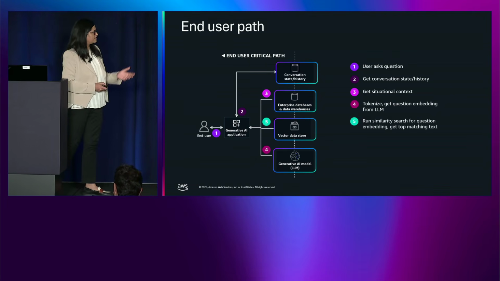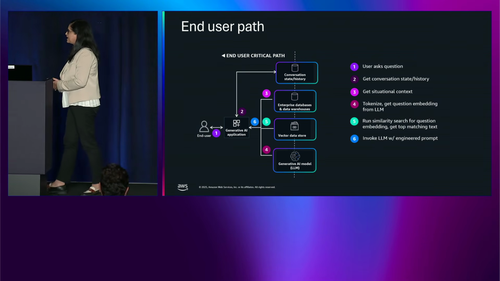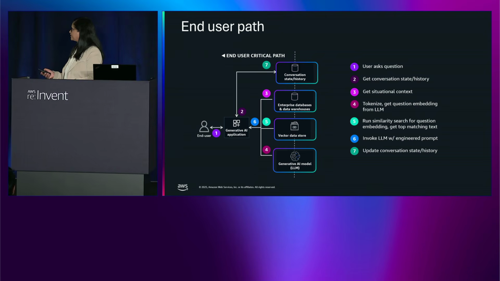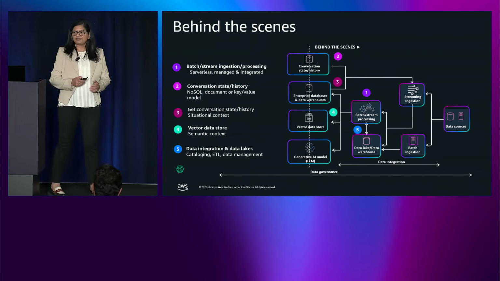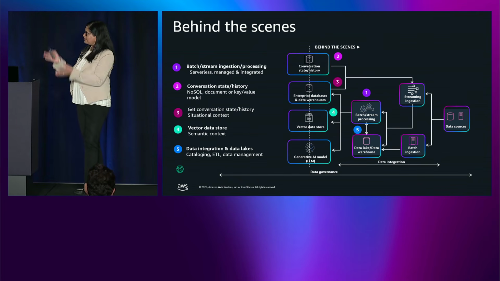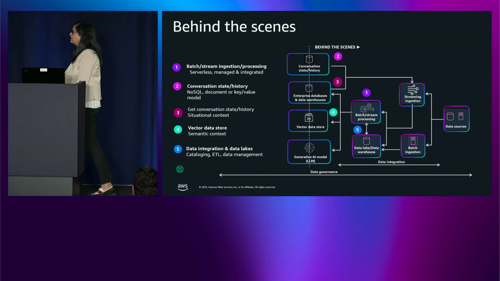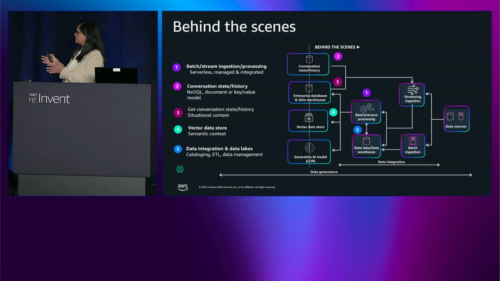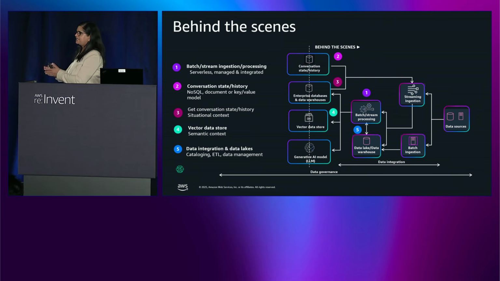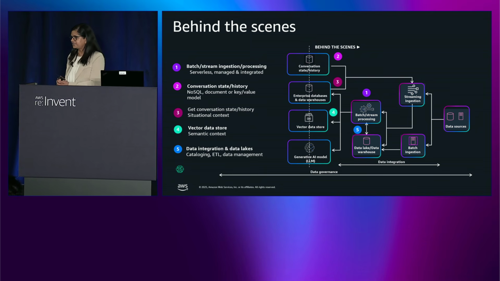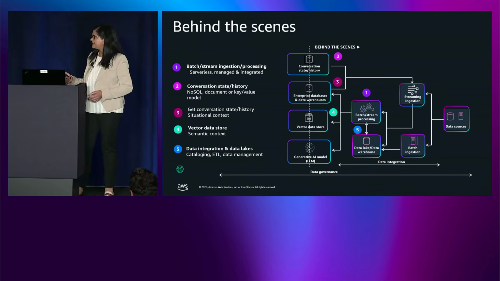So these are all the steps that are occurring behind the scenes or in the end user path as you run an AI query, right? So let's take a look at what happens behind the scenes. All the processes that you see on the left-hand side are in the end user critical path. Now, to boost the end user query, there are a lot of processes that are happening behind the scenes. And these are the data processing architectures that you have built in order to enable these types of applications.